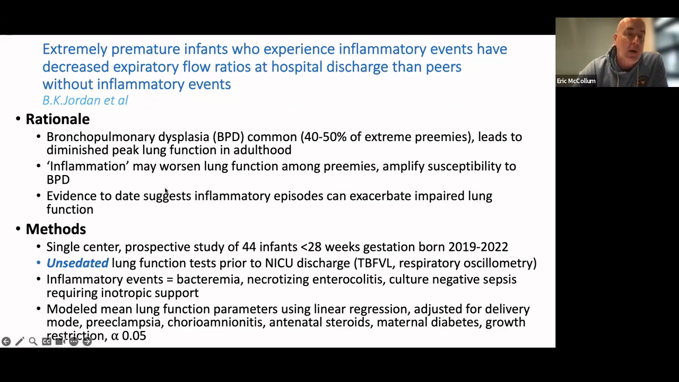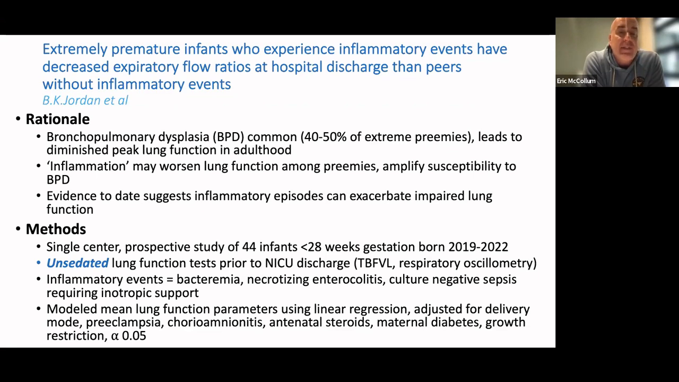As we know, BPD is common. It's 40 to 50% of extreme preemies. It leads to a diminished peak lung function in adulthood, so it's very important from a lung function perspective. And I wasn't acutely aware of this, but I think it makes sense to me, that inflammatory conditions may worsen lung function among preemies, and this could amplify susceptibility to actually developing bronchopulmonary dysplasia.